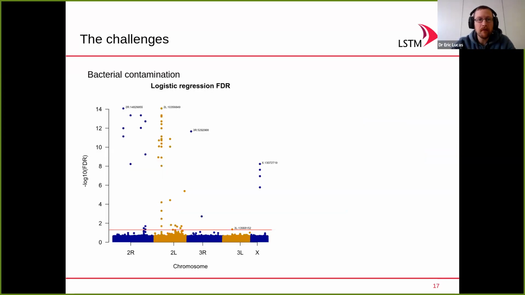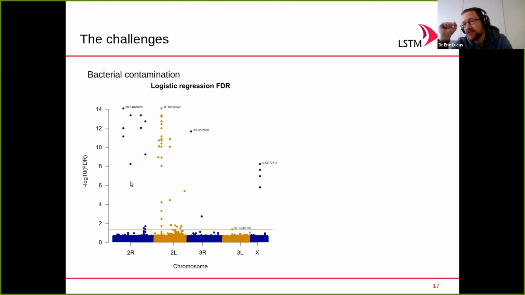So the next issue we had was that we found out that we had problems with bacterial contamination in our samples. So this started off. The first thing we did with our data was do what's called a genome-wide association study, and essentially for every single mutation in the genome, we calculated the association between that SNP's genotype and resistance.